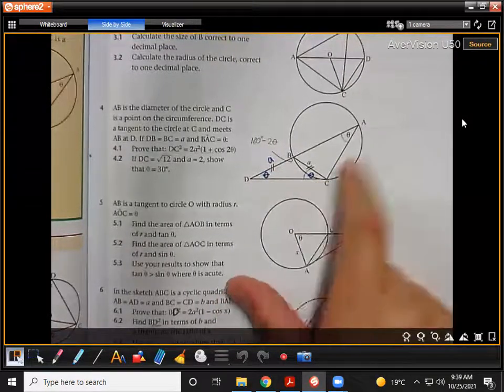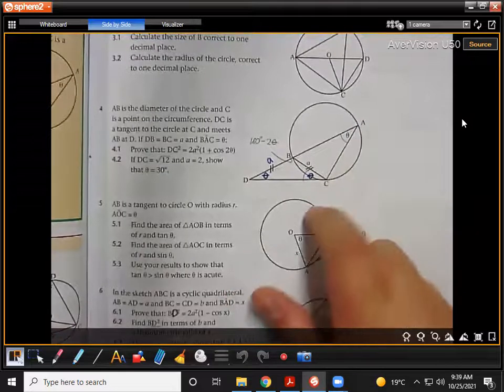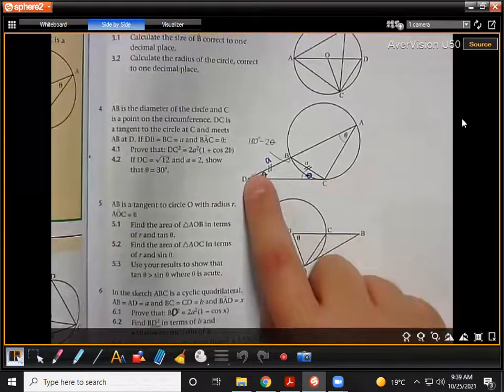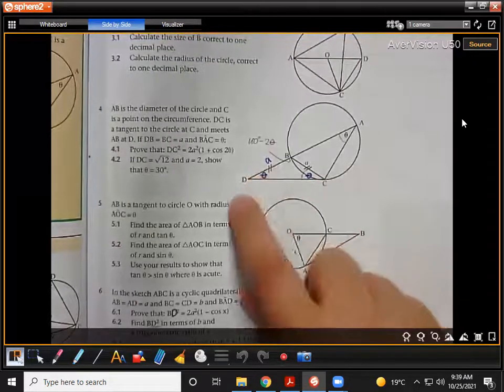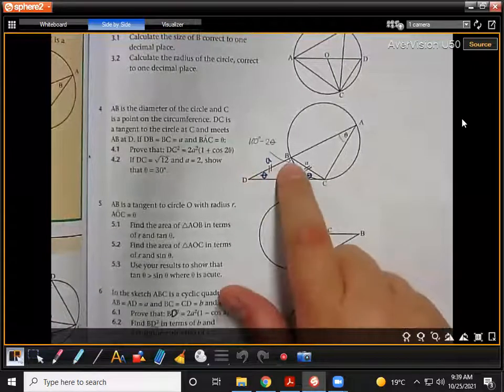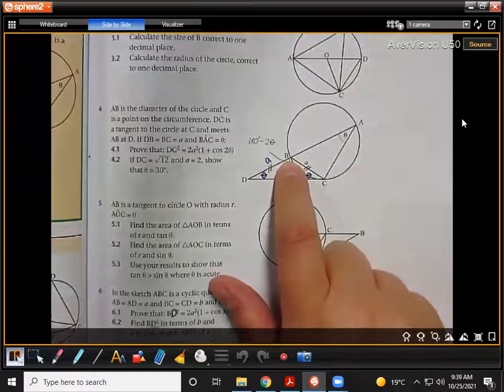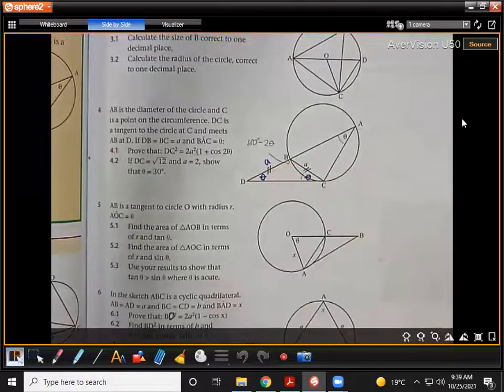Oh, angle C here is theta because of tan chord theorem, right? Are we fine with that? But then if this angle is theta, then that angle is also theta because of angles opposite equal sides, because it's an isosceles triangle. So then that is 180 minus 2 theta. Okay, and then from there I used cos rule, and that's actually all I needed.